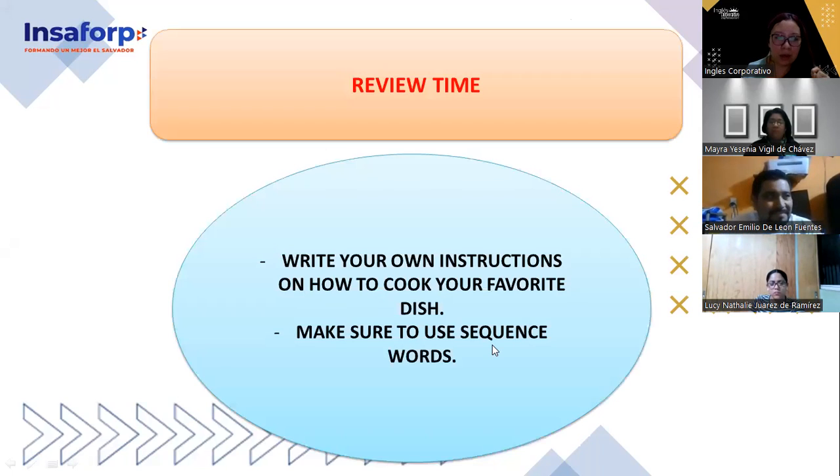So, now you're going to write your own instructions on how to cook your favorite dish, right? Make sure to use sequence words. Van a escribir su propia receta o van a dar sus instrucciones de cómo cocinar su platillo favorito, right? In my case, I'm going to give you the example first. My favorite dish is chicken parmesan. And to make chicken parmesan, you obviously need chicken breasts, right? You're going to need chicken breasts, mozzarella cheese, and tomato sauce, basically.